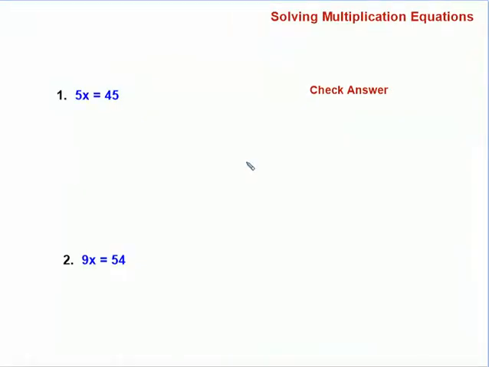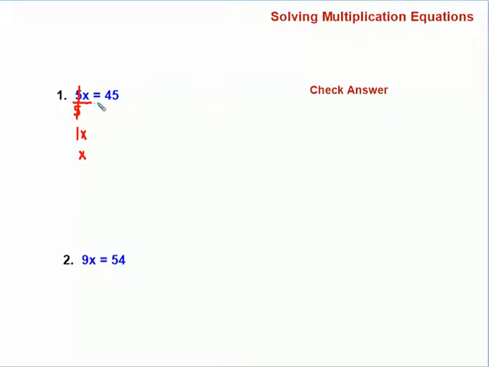Let's use our multiplication equations to solve for x. In this problem, we want to know what x is. Just like always, we want to find out what x is, so we use our three steps. One, we want to get x all by itself, and to do that, we have to use the inverse operation. This is 5 times x. The inverse of that is division, so we'll divide by 5. 5 divided by 5 is just 1, so 1 times x is equal to x.